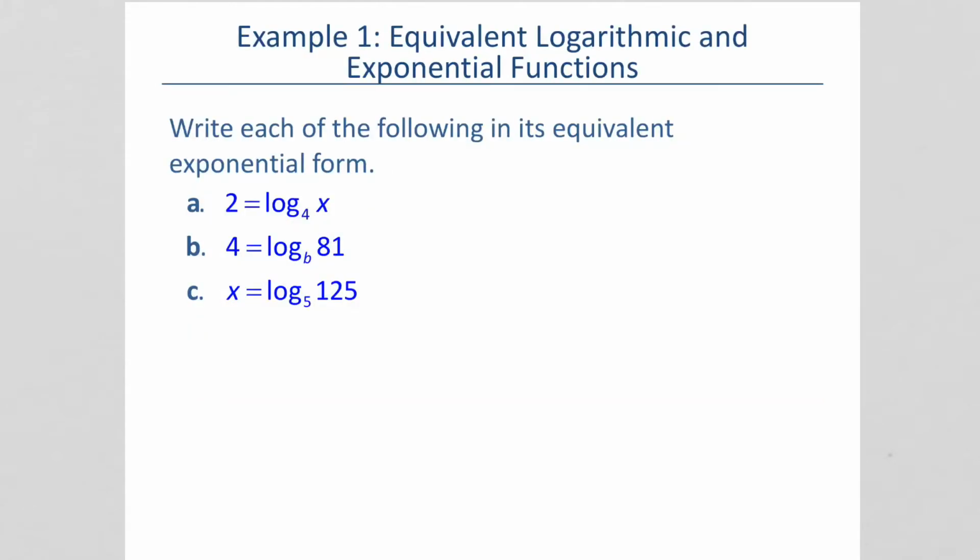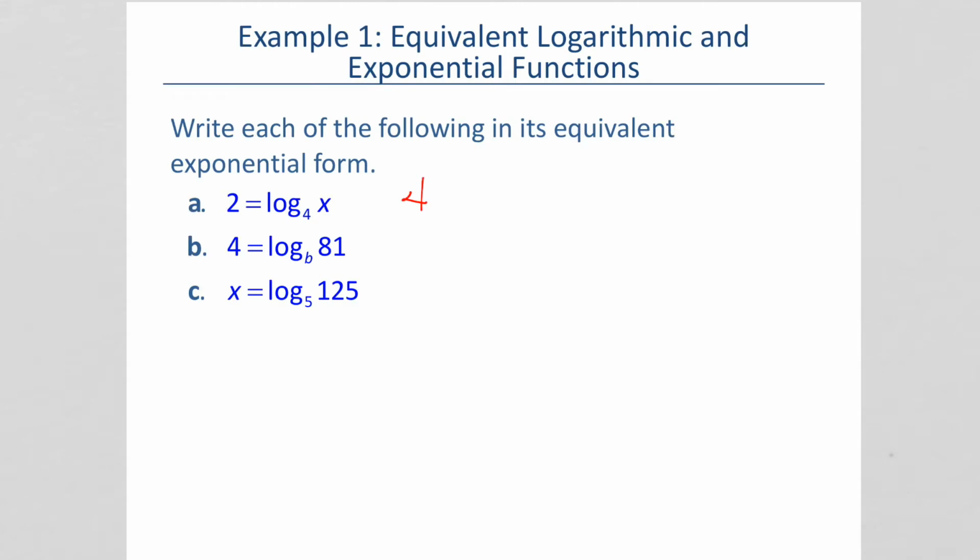So example 1 asks us to write each of the following in its equivalent exponential form. So 2 equals log base 4 of x. You start with the base, and then the equals number, so 4 to the 2, equals x. 4 equals log base b of 81 would be b to the 4th equals 81. And it's not asking us to do any solving here, just rewrite them. And x equals log base 5 of 125 would be 5 to the x equals 125.